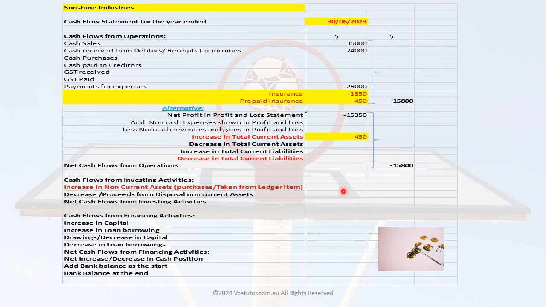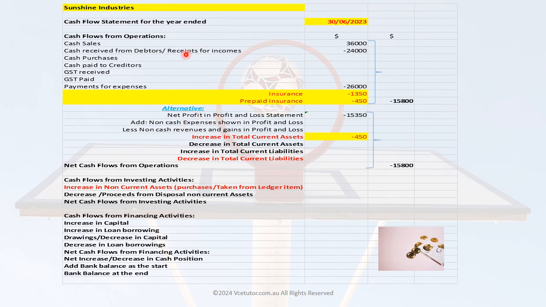Increase in total current assets. In this case, I took 450 because we incorporated insurance prepaid as a new current asset, 450. So when we have a new current asset, it's equal to an increase in current asset. That means we are paying out money. It should be minus.